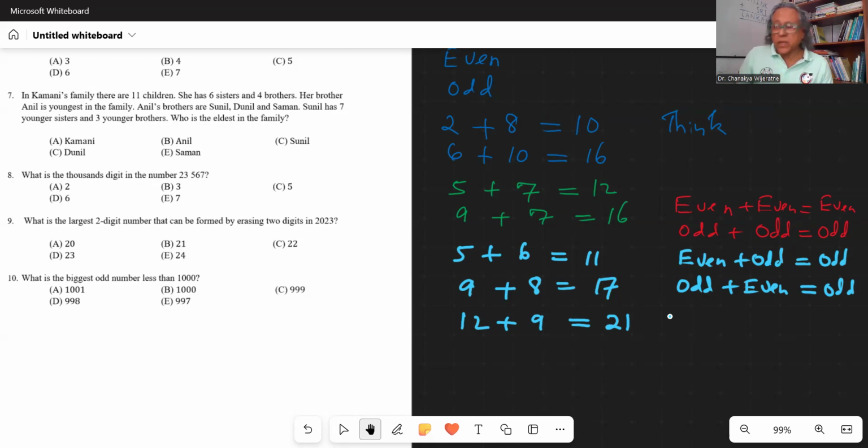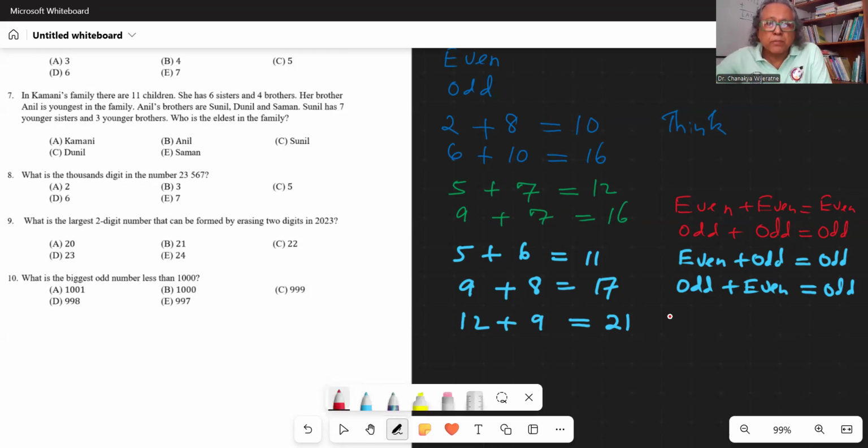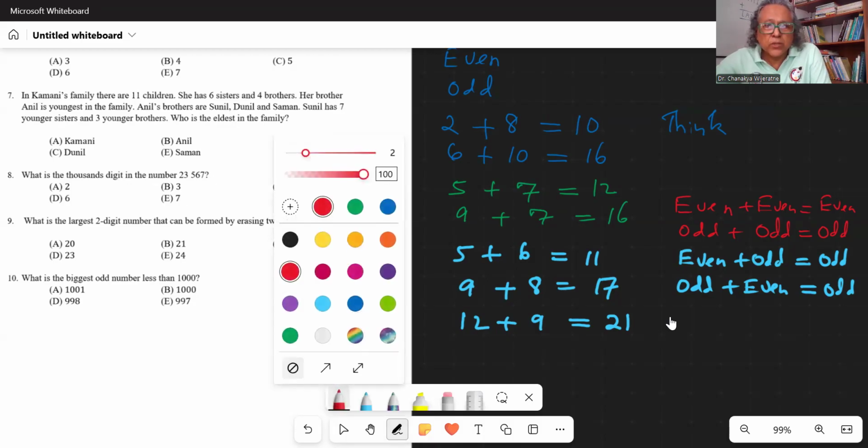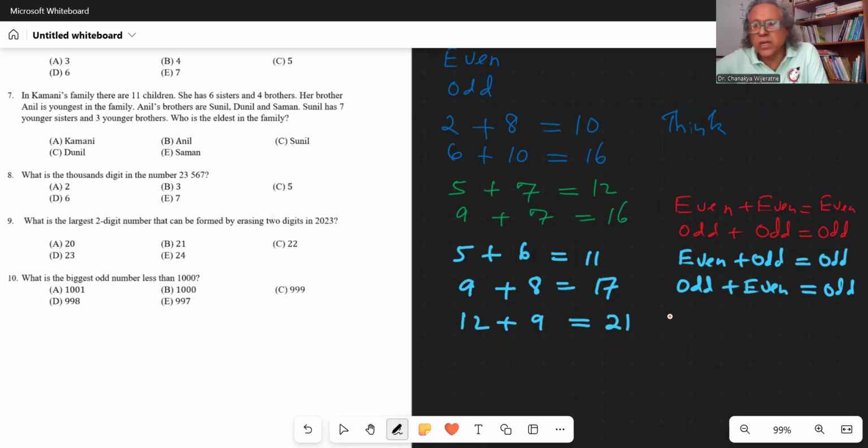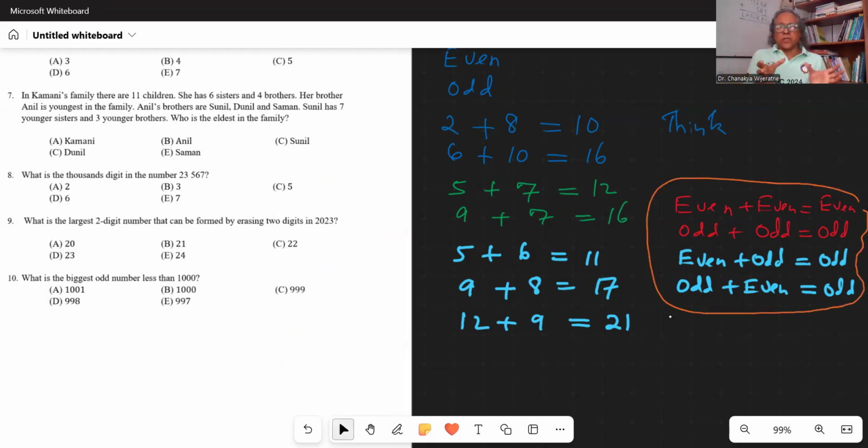All right. Now, this you can easily remember. How do you remember? Each person remembers things differently. So I remember this as, so if the two numbers are the same type, sorry, I actually may have made a mistake here. So odd plus odd is even. That's a mistake.